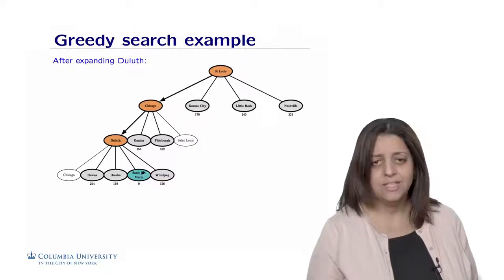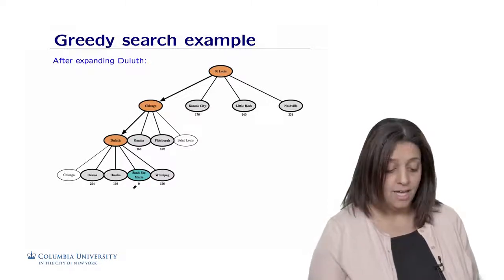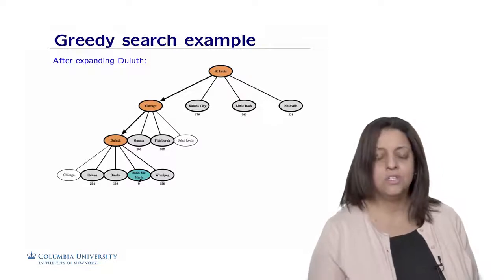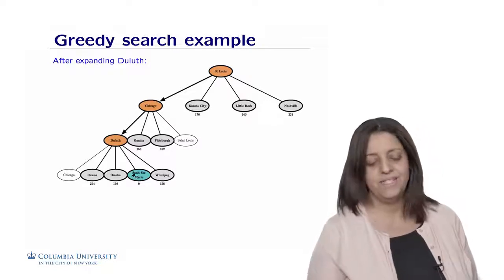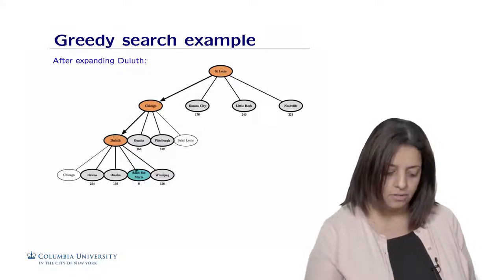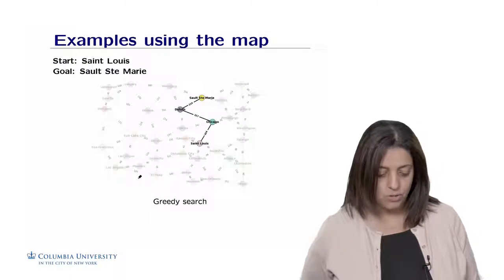So far we have in the fringe this city in gray or in blue. The blue means that this is the best choice in terms of heuristic, because it's actually Sault Ste. Marie itself, where we reach 0, which is the straight distance between Sault Ste. Marie and itself. So the path would be going from St. Louis to Chicago to Duluth to Sault Ste. Marie. Okay, so this is how greedy search would work.